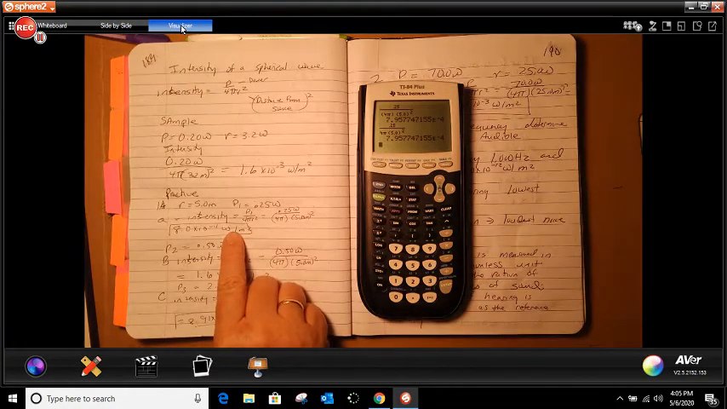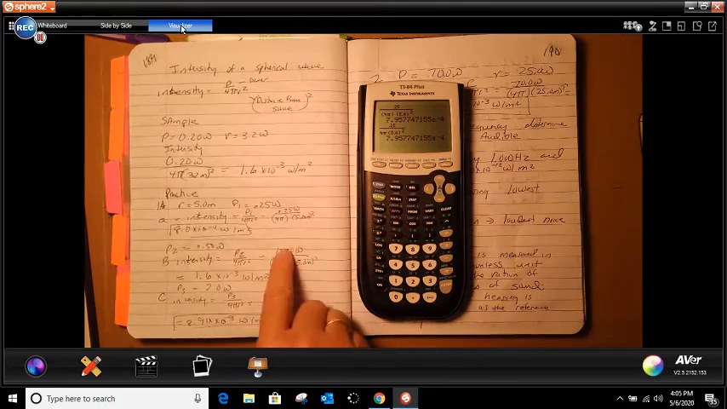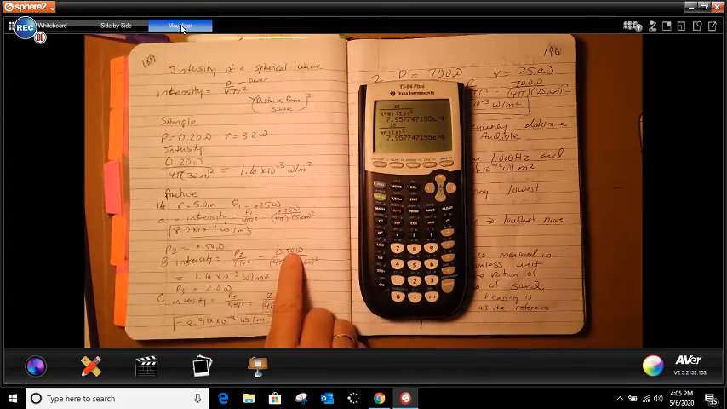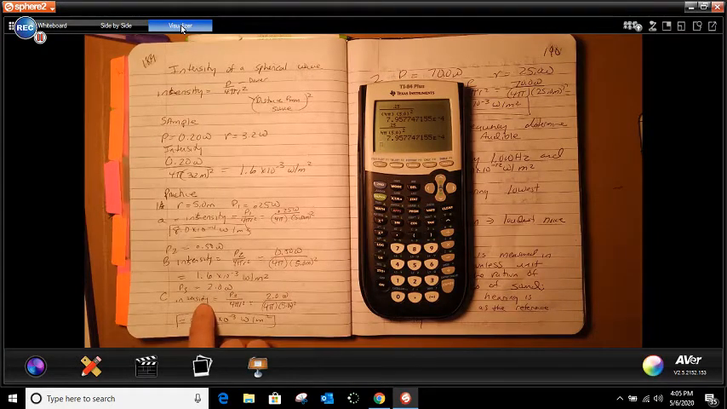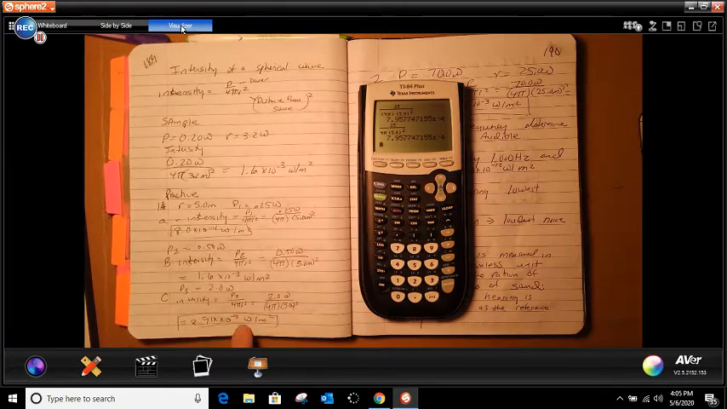The next one says 50 watts. You're doing the same thing as you did here, except you're changing it to 50, and you should get 1.6 times 10 to the negative 3 watts. C has to do with 2.0 watts, and you're just doing the same math there, and it's 8.81 times 10 to the negative 3 watts.